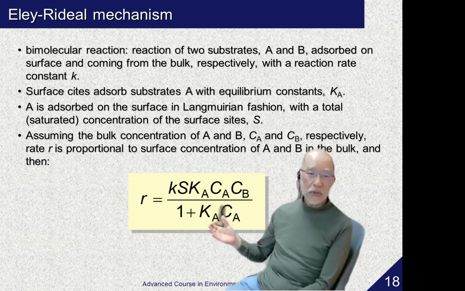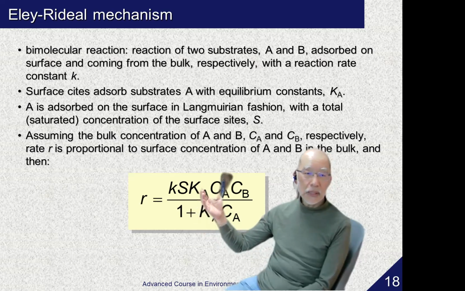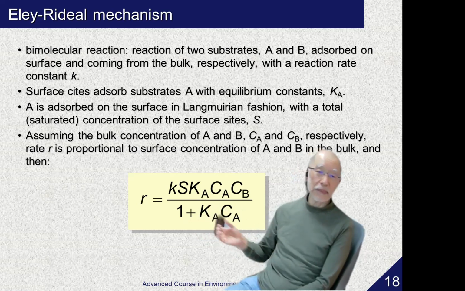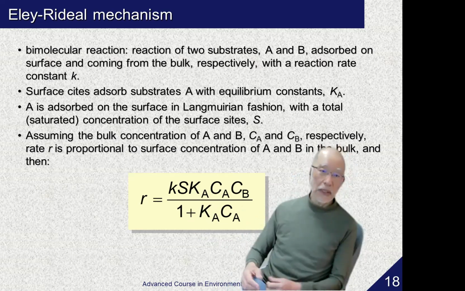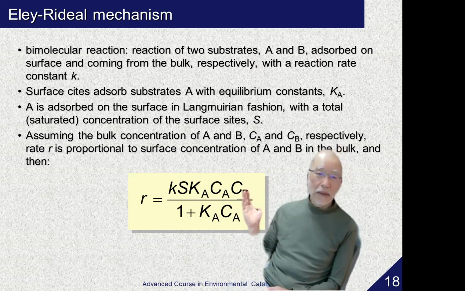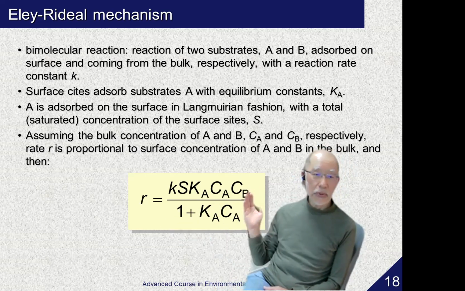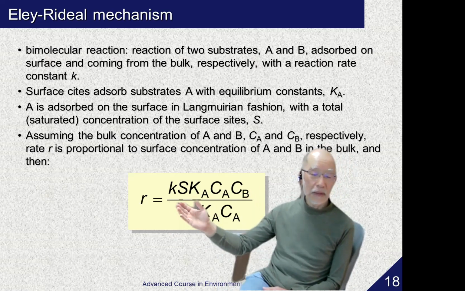So, in this case, only A is adsorbed on the surface. So, therefore, S K_A C_A over 1 plus K_A C_A. This part is the concentration of A on the surface. And C_B attacks this A on the surface. So therefore, the reaction rate is proportional to the concentration of B. And k is the rate constant.